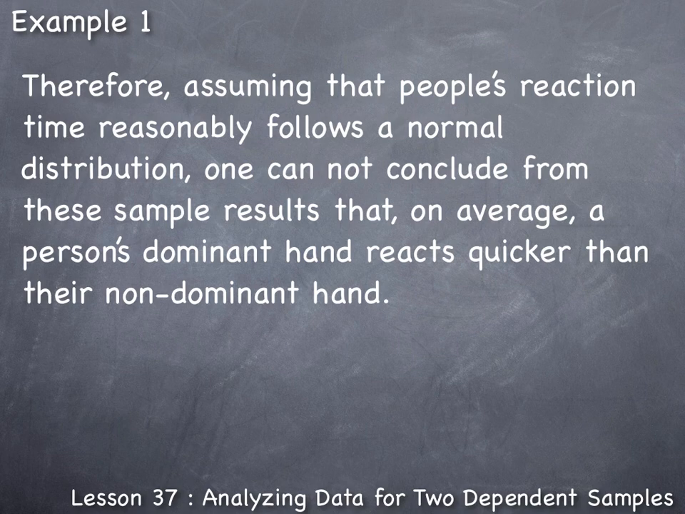But another explanation for why one cannot conclude from these sample results that on average a person's dominant hand reacts quicker than their non-dominant hand is because even though this may be true, we just didn't have sufficient sample evidence to indicate so. So maybe if we had a larger sample, we might have eventually enough evidence to conclude this. But based on the evidence that we have, one cannot conclude from these sample results that on average a person's dominant hand reacts quicker than their non-dominant hand.